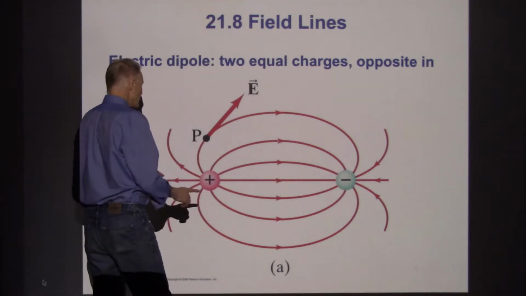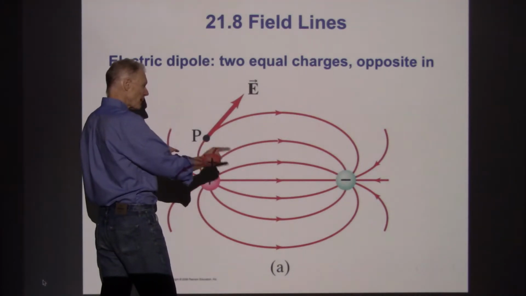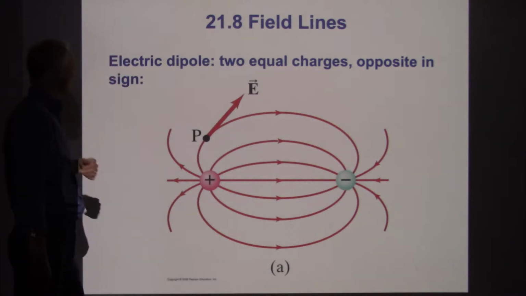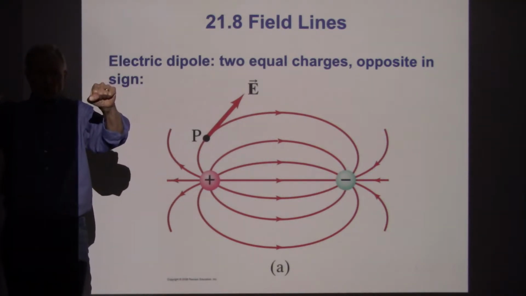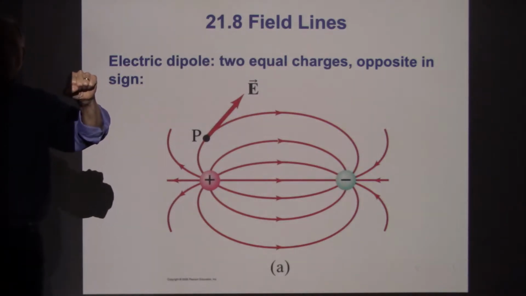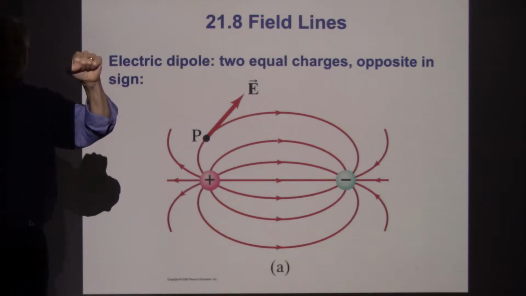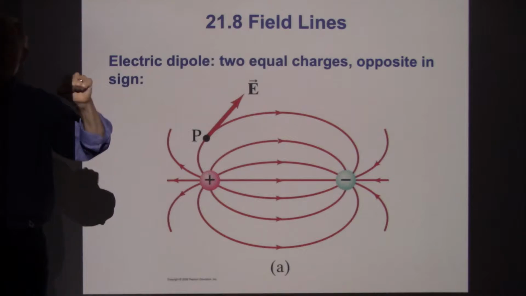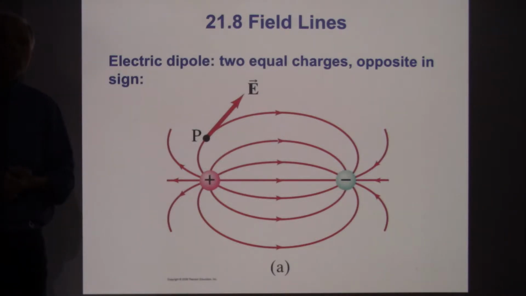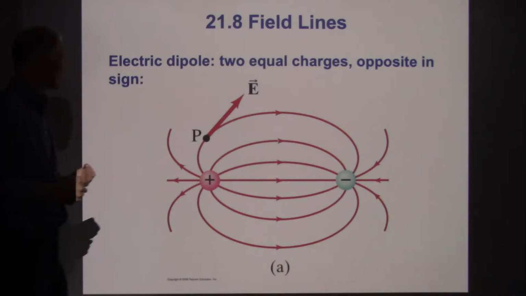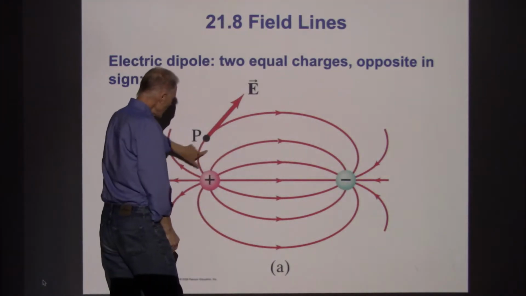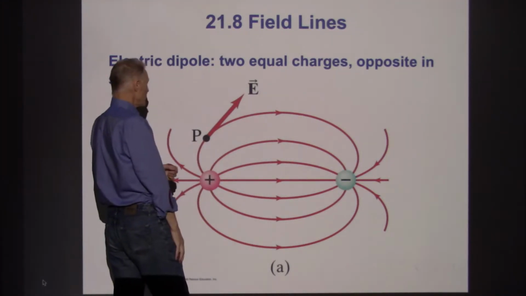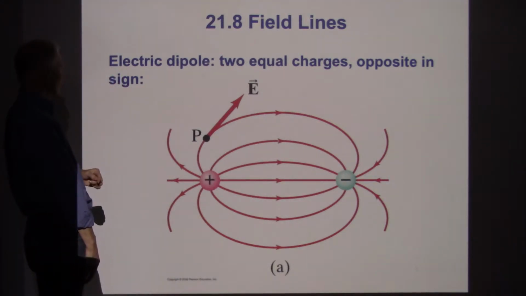So if you'll notice, these are representing the same amount of positive and negative charge. It's actually what we call an electric dipole. Two point charges, one positive, one negative, but they have the same amount of charge. This is a model that's used a lot for molecules, and we'll see some examples of that. So, two point charges, positive and negative. I know that they have the same amount of charge because they have the same number of field lines, right?